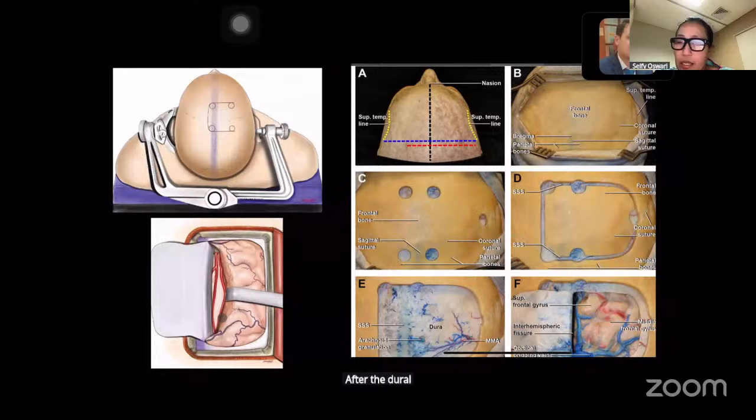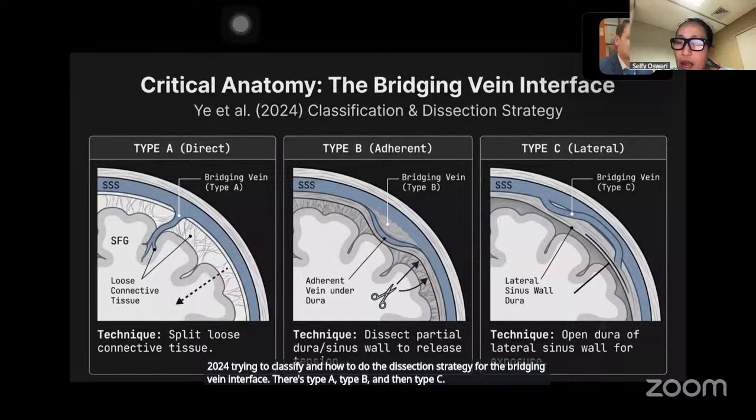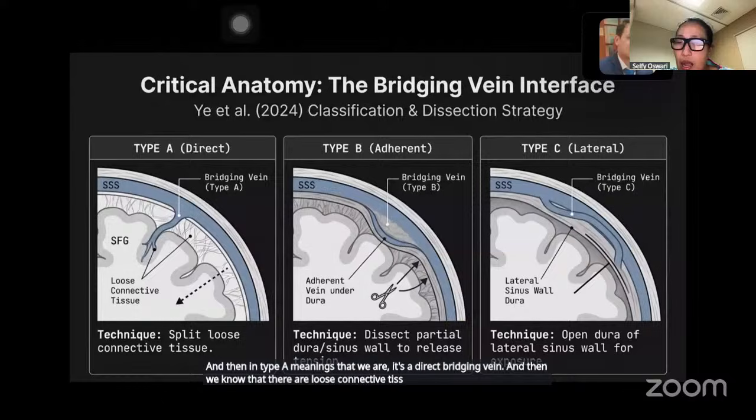After the dural opening, I found a paper from Yi et al. in 2024 trying to classify and describe the dissection strategy for the bridging veins in the interhemispheric fissure. There's type A, type B, and type C. Type A means it's a direct bridging vein, and we know that there is loose connective tissue in between. So the technique would be to split the loose connective tissue.